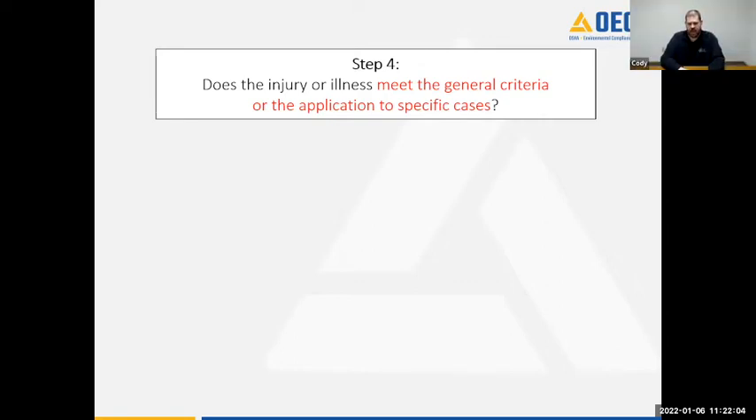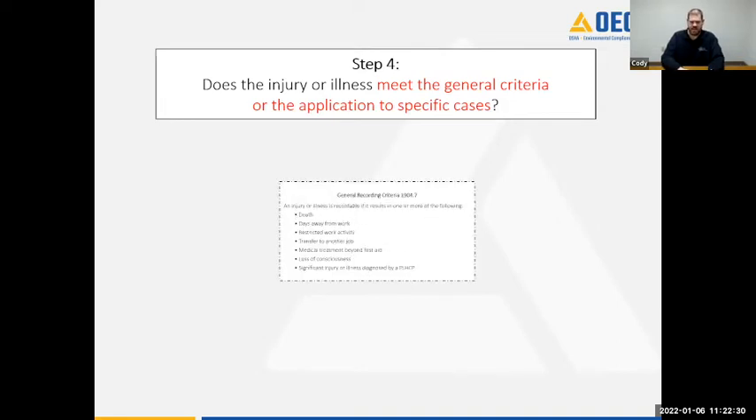And not only that, but having a good detailed job description is also very helpful in the record keeping aspect, to understand where restrictions or days away may come into play that we'll talk about here in a little bit. So thank you for bringing that up, Tim. Step 4 here is, does the injury or illness meet the general criteria? This one gets to be a little bit more time involved in a lot of cases.